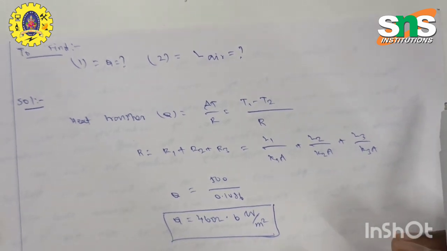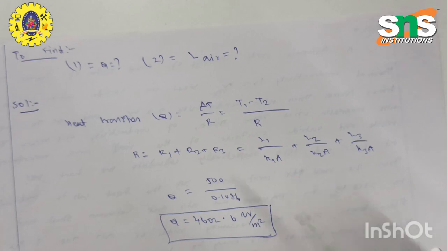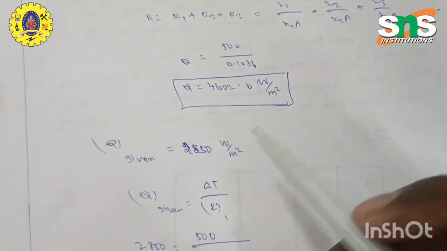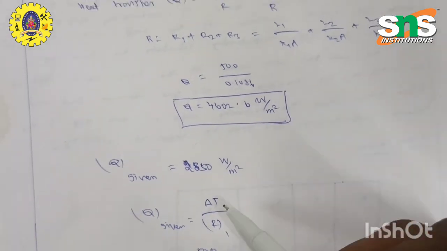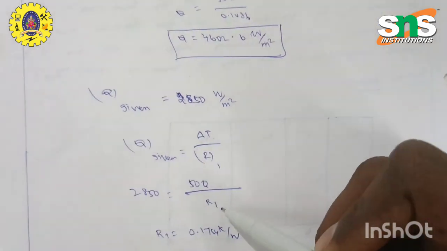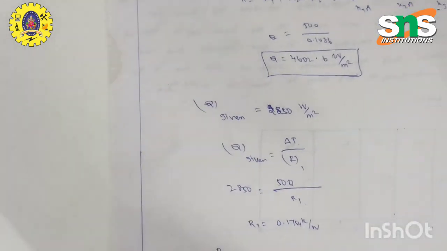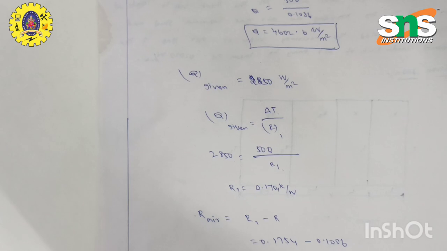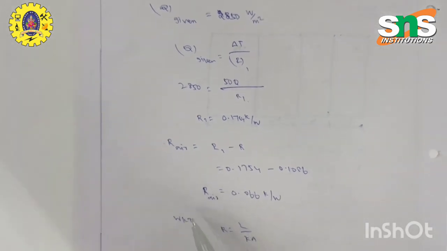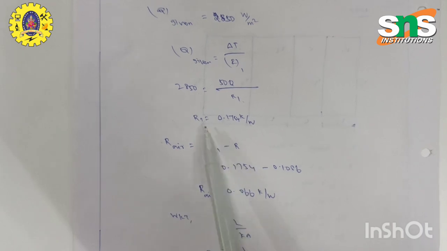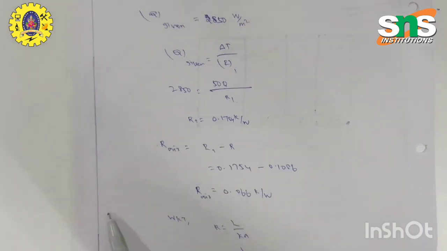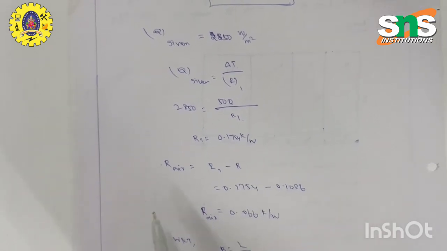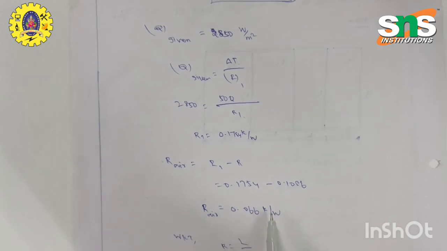Now let us go to the second part of the problem, where Q is 2850 watt per meter square. Q is given by del T by R1, and we substitute 2850 from the given value; del T is 500 and R1 we need to find out. From the given problem we need the length of the air gap, so first we need to find the resistance of the air gap, which is equal to R1 minus R. R1 is 0.1754 and R is 0.1086, so the R of the air gap is 0.066 Kelvin per watt.